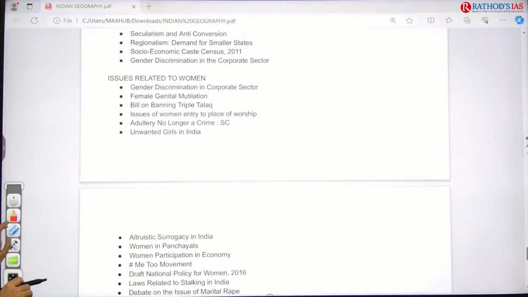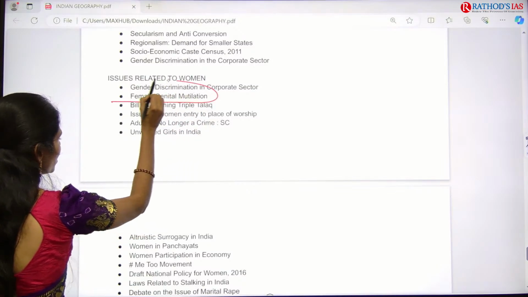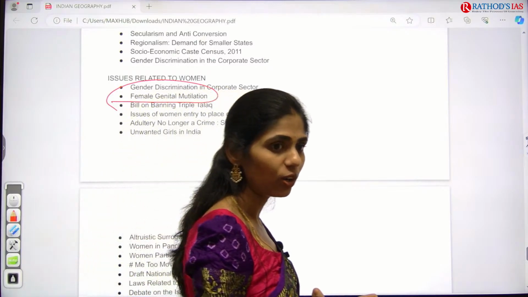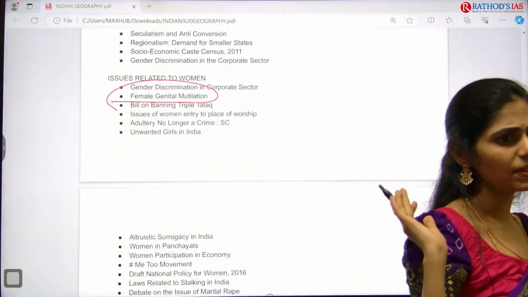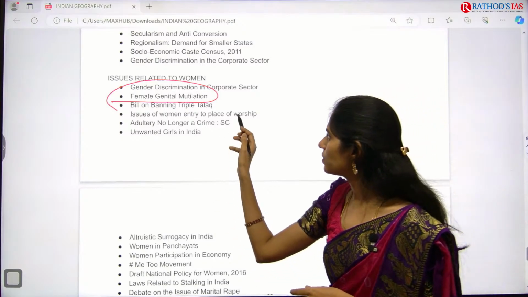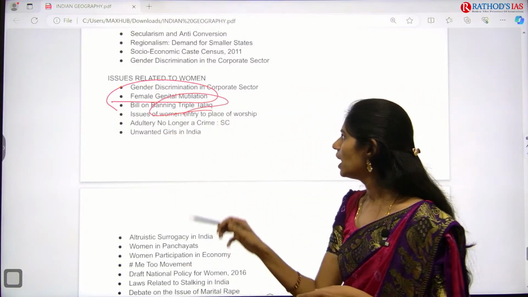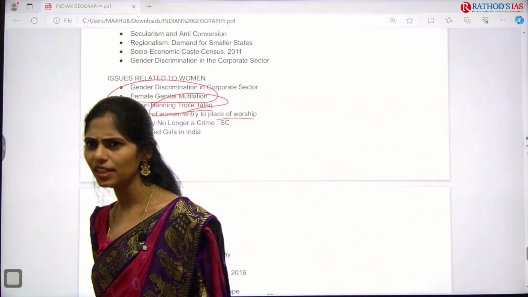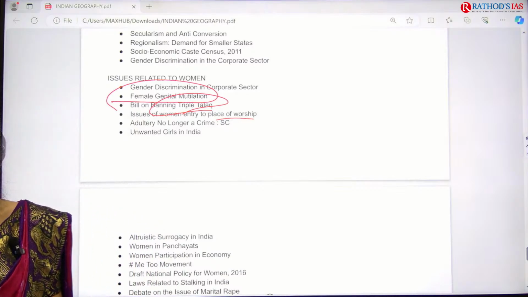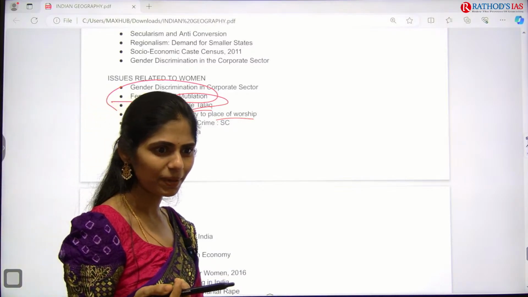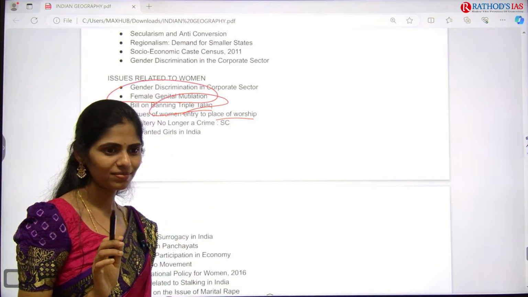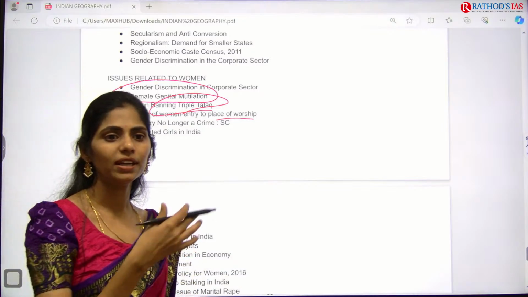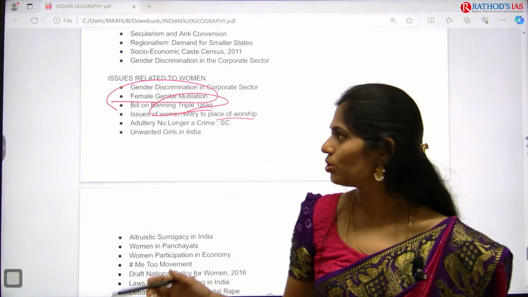And next one is you have to know about female genital mutilation. It is a very important concept. Especially it is happening in some tribal groups, not in all societies, only in some tribal groups, especially in Africa. And next one is you have to know about this triple talaq issue and women's entry into places of worship. For example, the recent Ayyappa temple verdict. How many of you know about this Ayyappa, right? Yeah, you are from Karnataka, but it is from Kerala. So actually whether women can enter the temples or not, that is one issue you have to see.